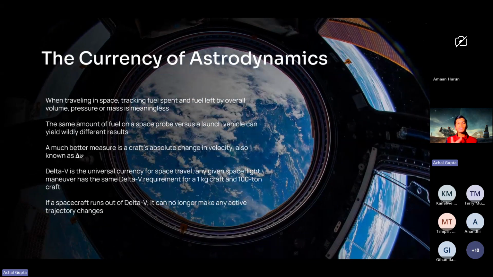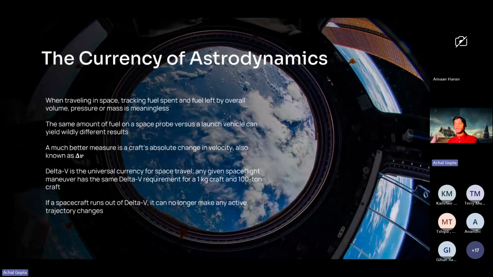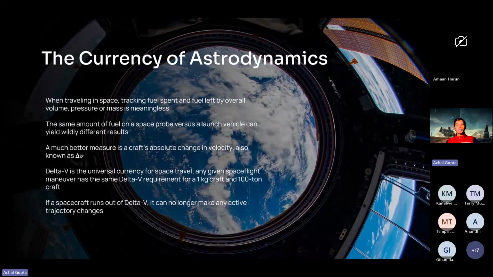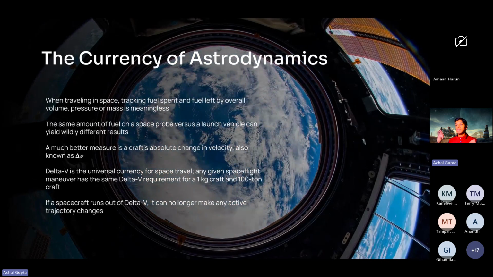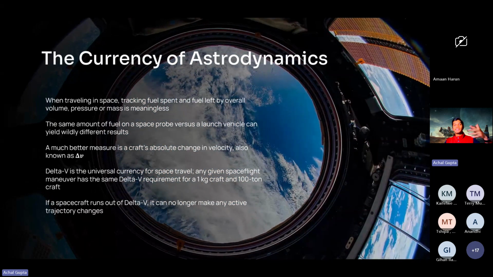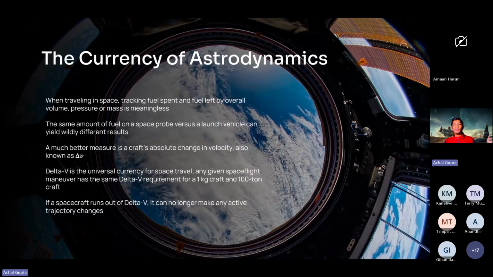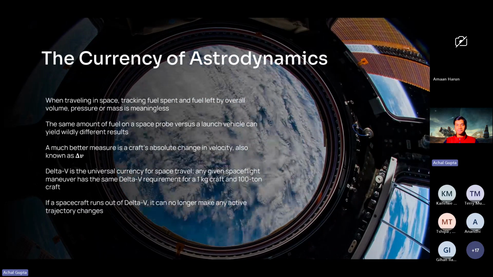And the reason this delta V value is so useful is because to get from any one point in space to any other point in space, the delta V requirement is fixed. It doesn't vary with the rocket you use or the type of mass you're sending. It's just a fixed value. Like I said, if we run out of delta V, we can't make any trajectory changes. So our velocity is stuck as it is.